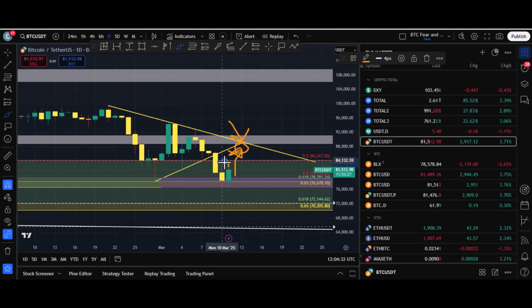I probably won't take profits at this 50%. I will hold, and if it stops me out, it stops me out and I take a loss. But I will take some profits up here if it ever gets there. So that's my strategy for the moment.